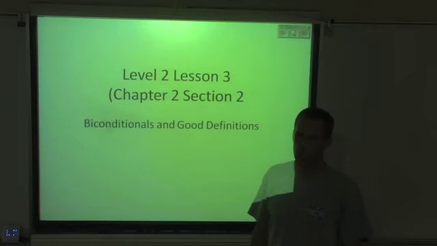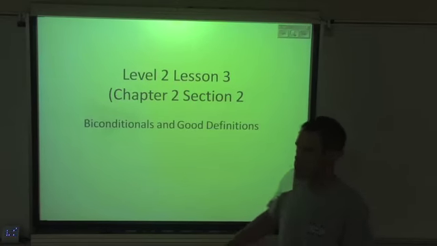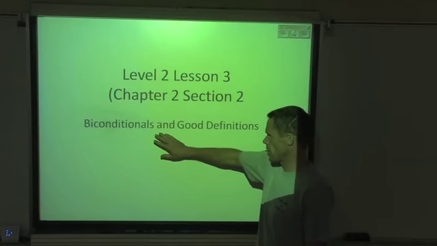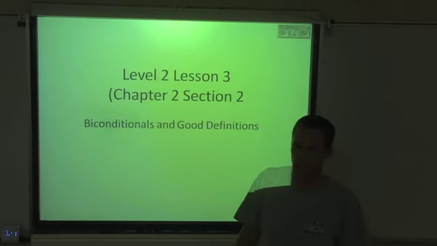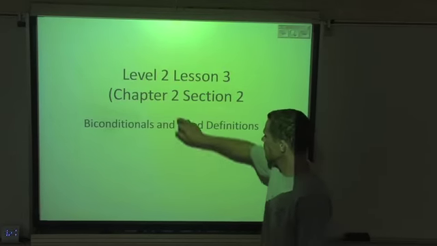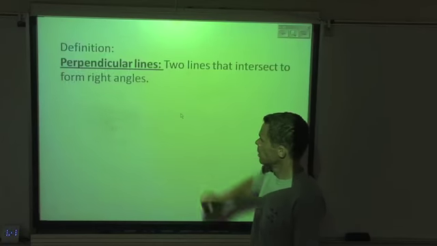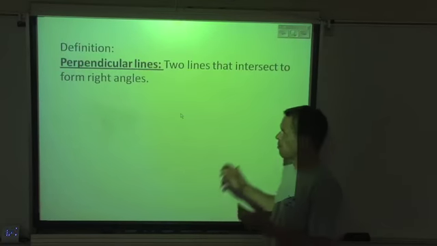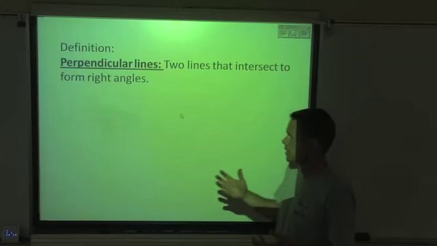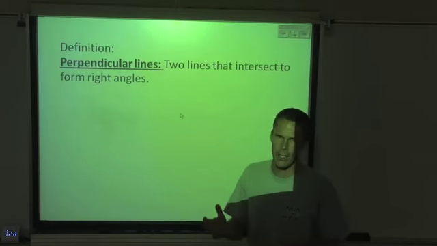This is video lesson number 3 for level 2. We're looking at chapter 2, section 2 again. Today we're just going to be talking about biconditionals and good definitions. We'll start off with this definition. Perpendicular lines: two lines that intersect to form right angles.